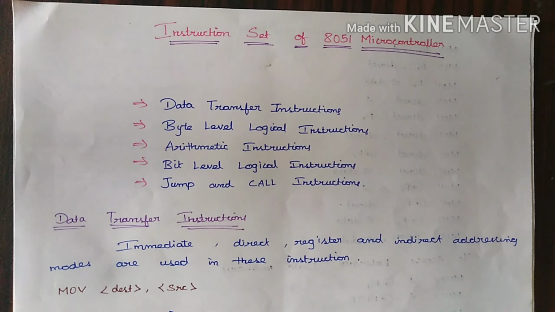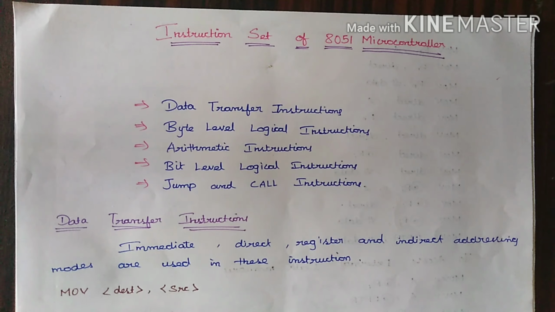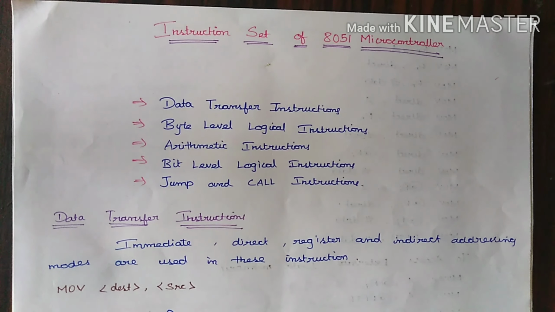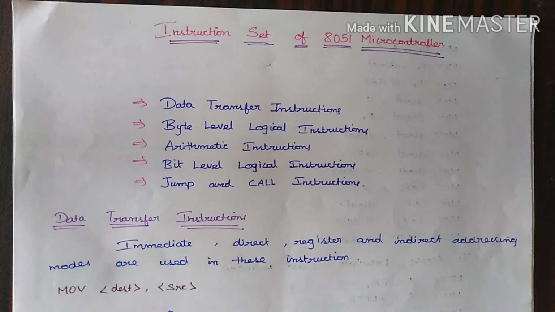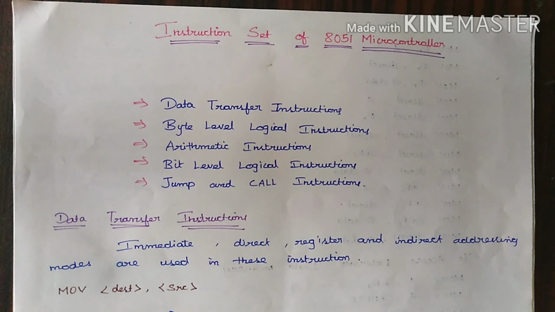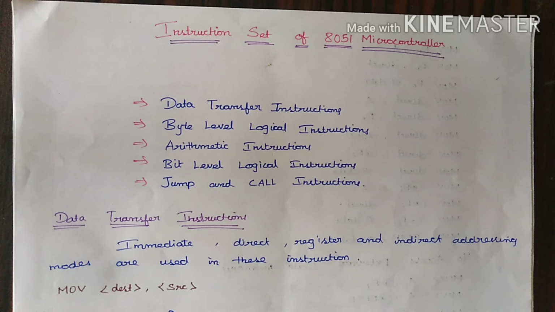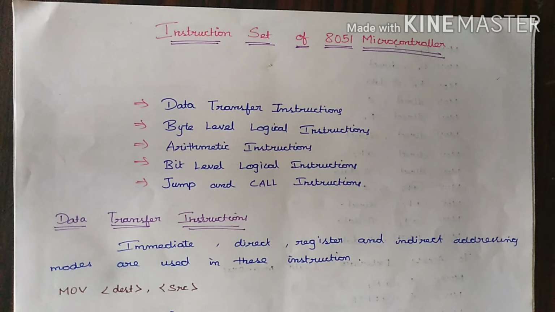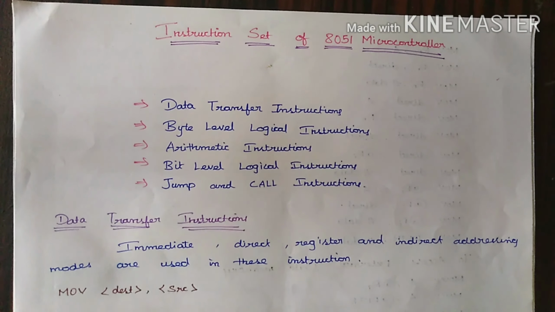In this video, we are going to look at the instruction set of the 8051 microcontroller. Instructions are the commands we give to the controller to perform a specific action. By giving a set of instructions in an order, we can make the controller perform a complete task. This group of instructions which helps the controller to do a task is called a program.